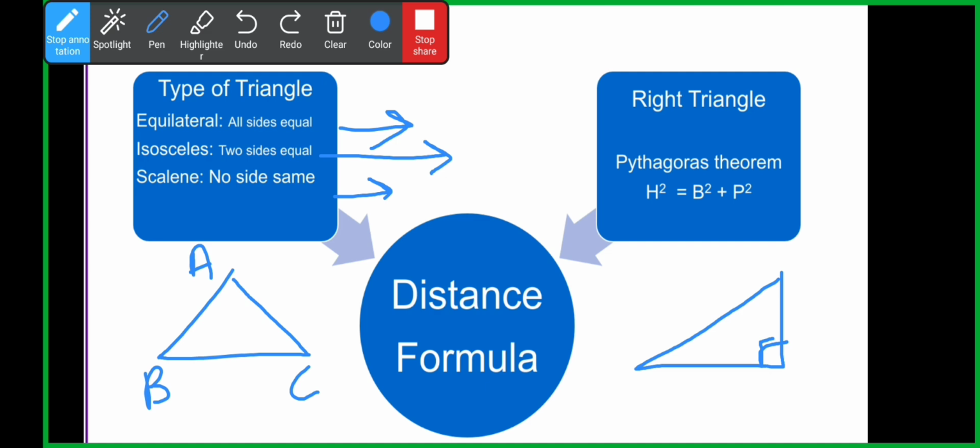After finding the distance, you will pick up the largest length because the hypotenuse is the largest length. So hypotenuse square is equal to base square plus perpendicular square. So if this formula is satisfied, it means that the triangle is a right angle triangle. So simply we will use the distance formula when we have to tell the type of triangle or when we have to prove that the triangle is a right angle triangle.